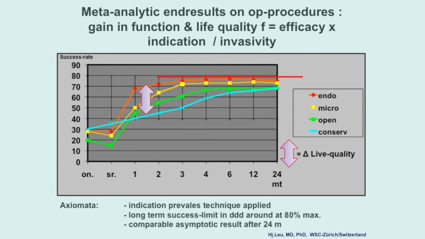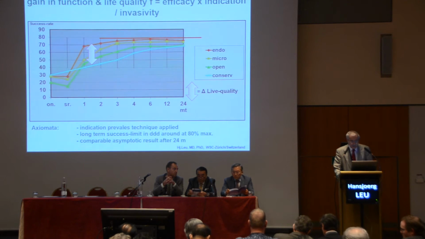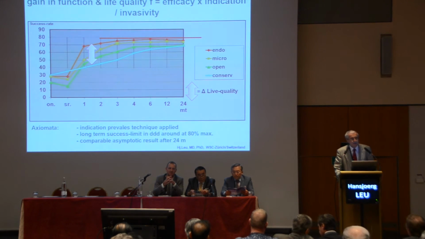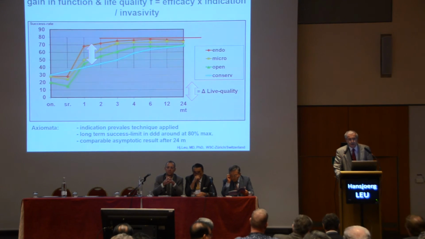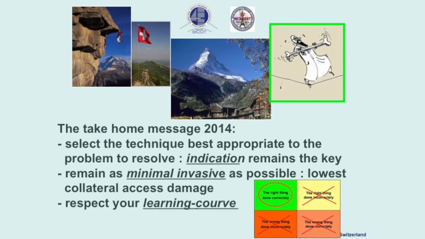So indication prevails over the technique applied for the long-term results. And if you have people telling you they have nearly 100% success rate, they may have some rose-colored lenses on, because with the natural course, you never get more than about 80–85% long-term success rate. So after 2 years, we have the asymptotic course that you always have to face when you see publications that tell you they have 150% good results after 10 years. So I think this is the message I have to give you.